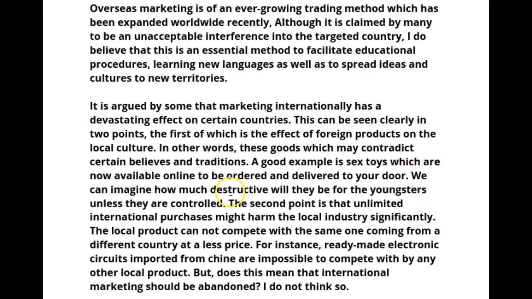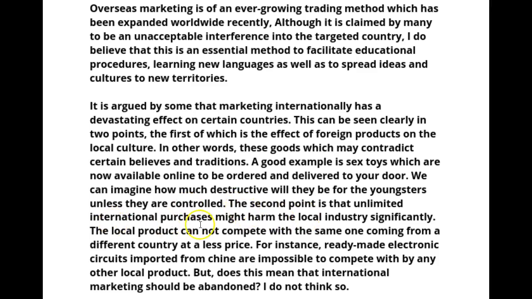We can imagine how destructive this could be for youngsters unless they are properly controlled. So a point here would be that they are, really. In order to purchase anything online, you need a debit or credit card. I suppose you could use a PayPal account these days. But as well, I'm not sure how sex toys are destructive. Unless, I mean, I've never encountered a dildo that fires bullets. But, I suppose, culturally speaking, if one particular culture is opposed to open discussion of sex or promotion of sex, then I suppose that culture would be destroyed by any dildo. It doesn't matter how aggressive it is.